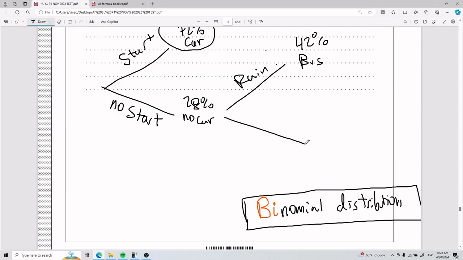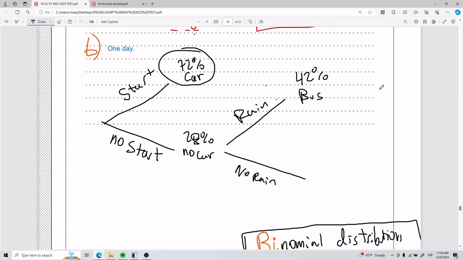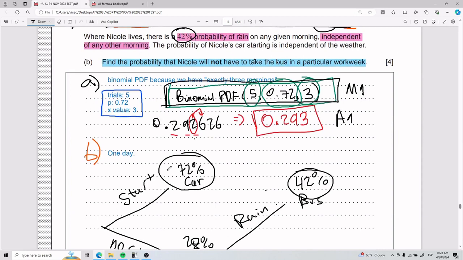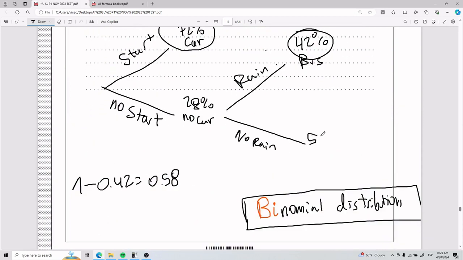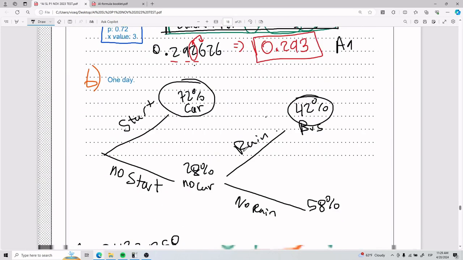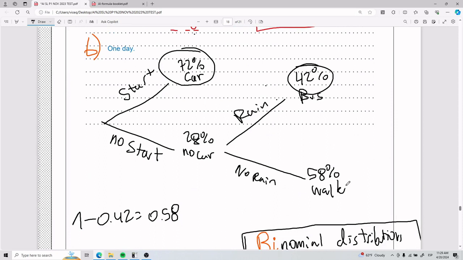And so we have rain or no rain. Rain, no rain. And the probability of no rain is 58%. Because if the probability of rain is 42, that means I can do 1 minus 0.42. This gives me 0.58. So the probability of no rain is going to be 58%. So if it's no start, so no car, and no rain, no start, no rain, walks. So here I'm going to put walks.